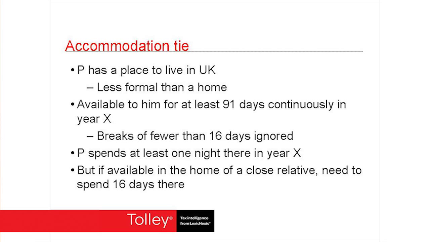In other words, the room's available and you get Aunt Agatha to move into your bedroom at mum and dad's for a period of a week. And you say, oh, it wasn't available for the 91 consecutive days because Aunt Agatha was staying that week. Aunt Agatha's got to stay with mum and dad for at least 16 days for that to actually break the 91 day continuous period. So be careful there, because you might not want Aunt Agatha to stay for 16 days. I certainly wouldn't want my Aunt Agatha staying with me for 16 days.